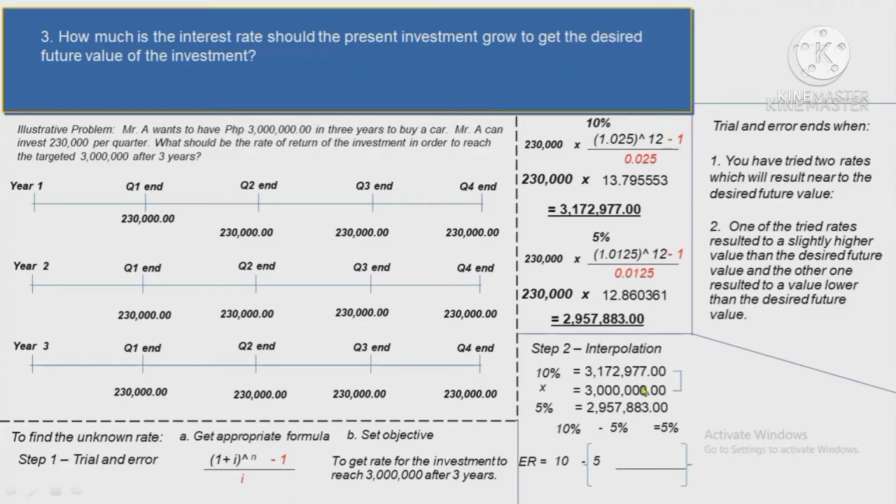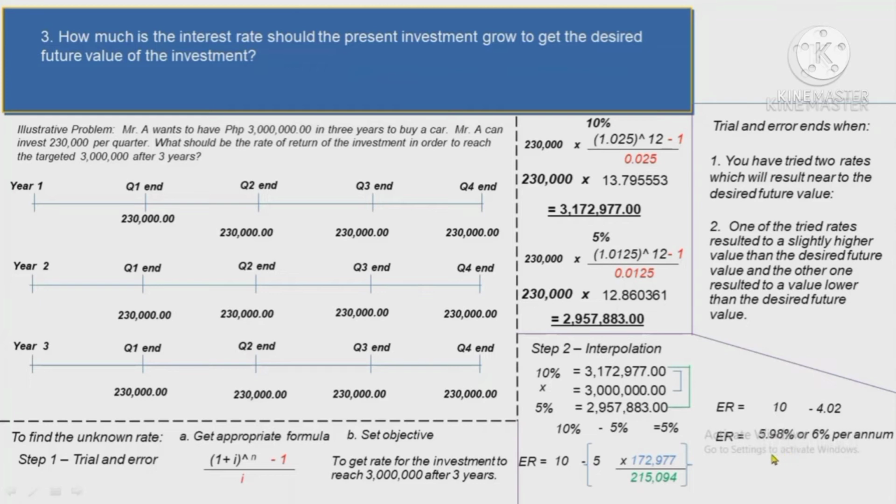So in this case, we have 3,172,977 minus 3 million. So we have 172,977, the numerator, while the denominator is the first value minus the third value, which is 215,094. So simplifying the equation, 5% times this fraction, you are going to get 4.02. So we have 10 minus 4.02, then we're going to have an effective rate of 5.98% or 6% per annum.